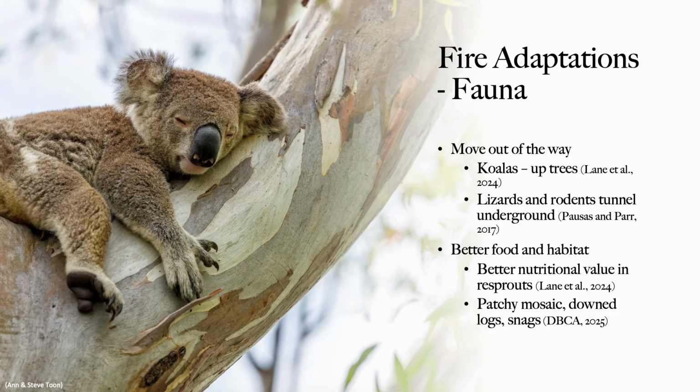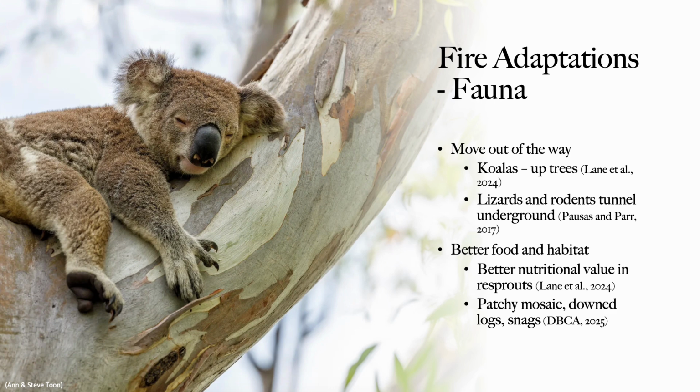Many species are mobile and are able to escape the area that is on fire. In lower severity brush fires, koalas climb up the trees to avoid the fires. Rodents and lizards can also tunnel underground to escape fire. Many species are adapted to fire and prefer post-fire areas due to more nutritional value in sprouts and better habitat.